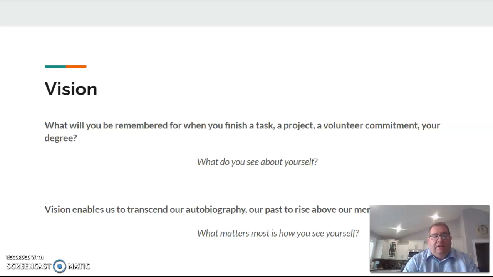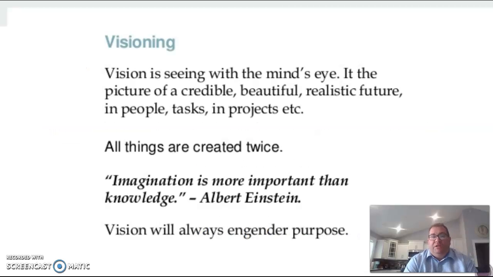What matters most in how we view ourselves and where we're going in life? So vision is seeing with the mind's eye. It is taking a look at the credible, the realistic future that we have, and using what Albert Einstein would say is imagination, and it being more important than knowledge, is really looking toward the future and having some realistic goals for ourselves.